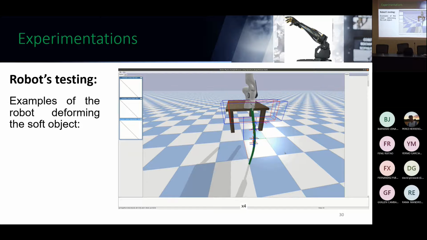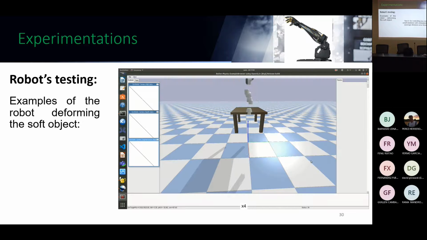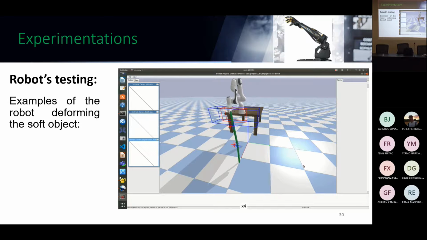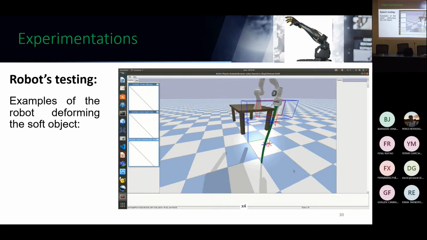So here again, it's trying to stabilize it, and then it's going to go for a third one. The last test is for controlling 2 mesh nodes on the small database, but this time by being more precise and having an average distance error of 3 centimeters. And I reinitialized the environment in order to keep one change at a time. So here, as you can see, it's a bit harder to achieve because it requests more precision. So it's going to oscillate a bit and then stabilize and do it.